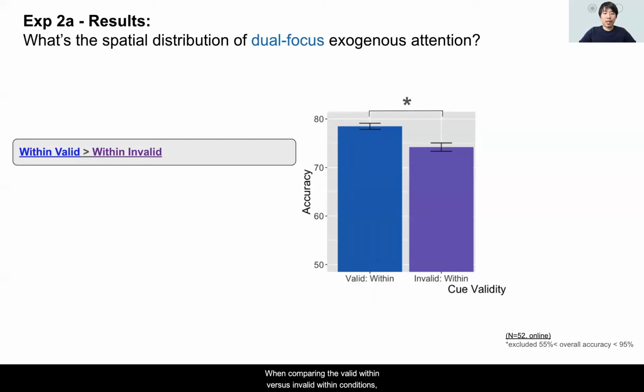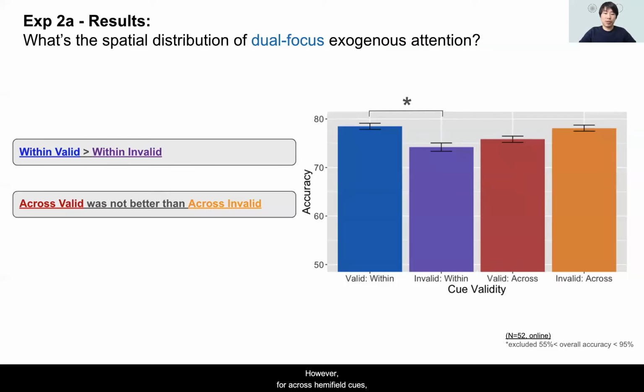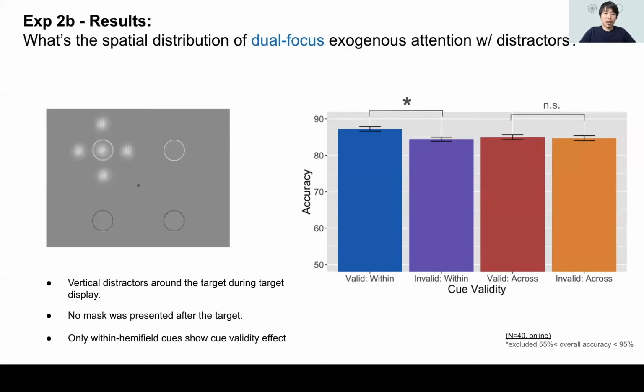When comparing the valid within versus invalid within conditions, we indeed found a cue validity effect where valid within was better. However, for across hemifield cues, valid across condition did not result in better performance than invalid across condition. If anything, it's almost like invalid across was better than valid across in the data. We also ran the same study with distractors around the target. Again, only within cue conditions showed cue validity effect. This time, valid across condition resulted in same performance as both invalid conditions.